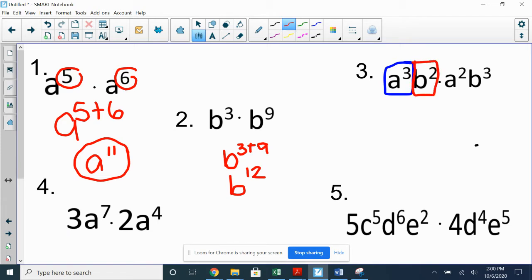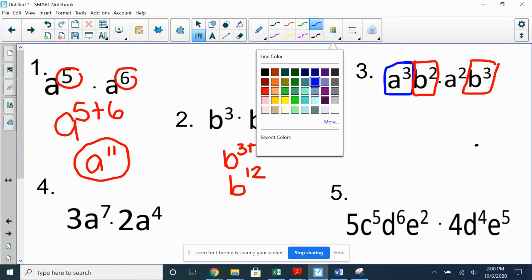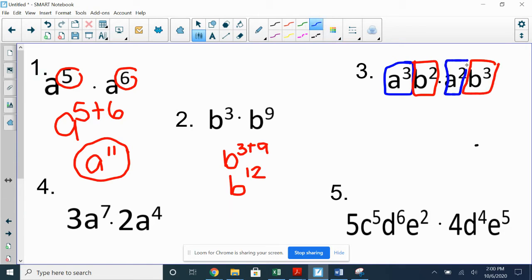And just so that we can see it, I have a base of B here and a base of A here. So we are still just going to keep my matching base of A, and I have an A to the 3 plus, and I have an A to the 2, and then I have a matching base of B to the 2, plus I have a matching base B with a 3.